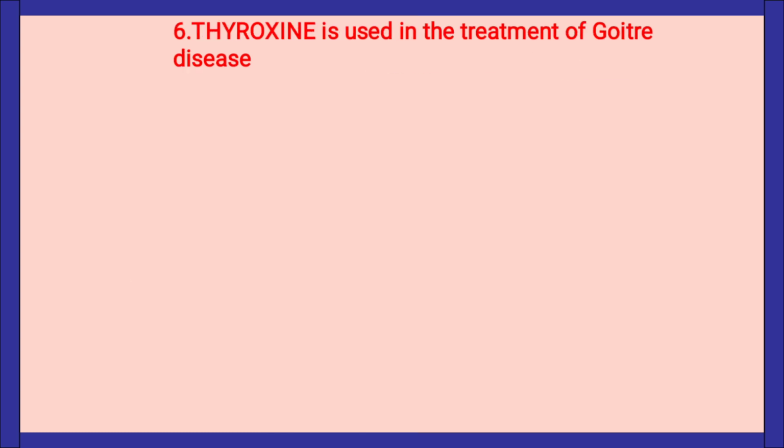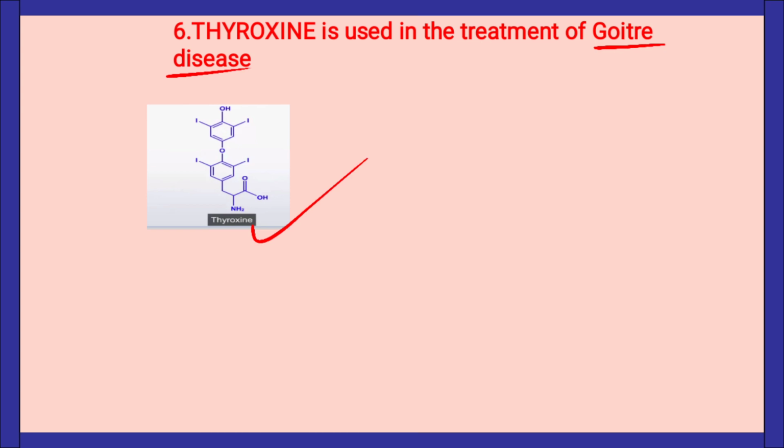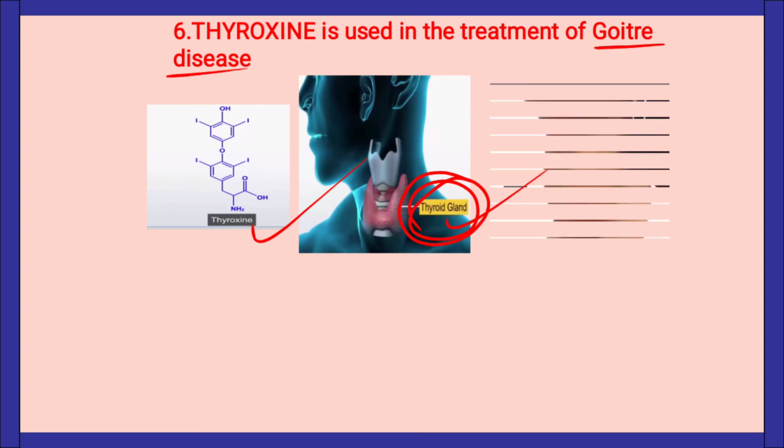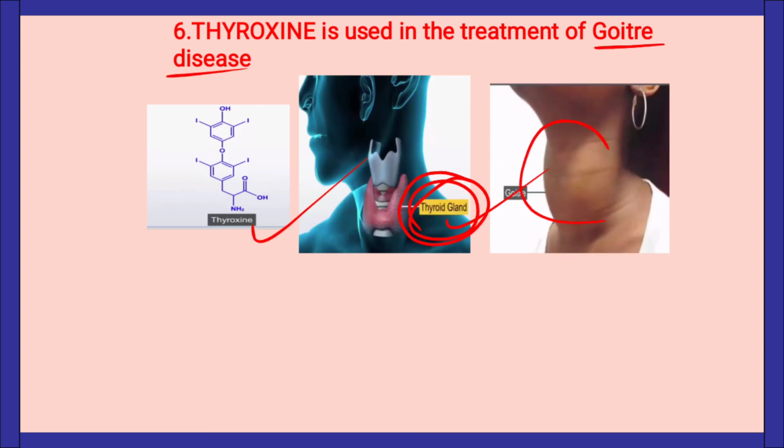Thyroxine is used for the treatment of goiter. Goiter, you understand? Structure is somewhat like this. Goiter is when your thyroid gland does not produce enough hormone, like this is the situation of goiter.